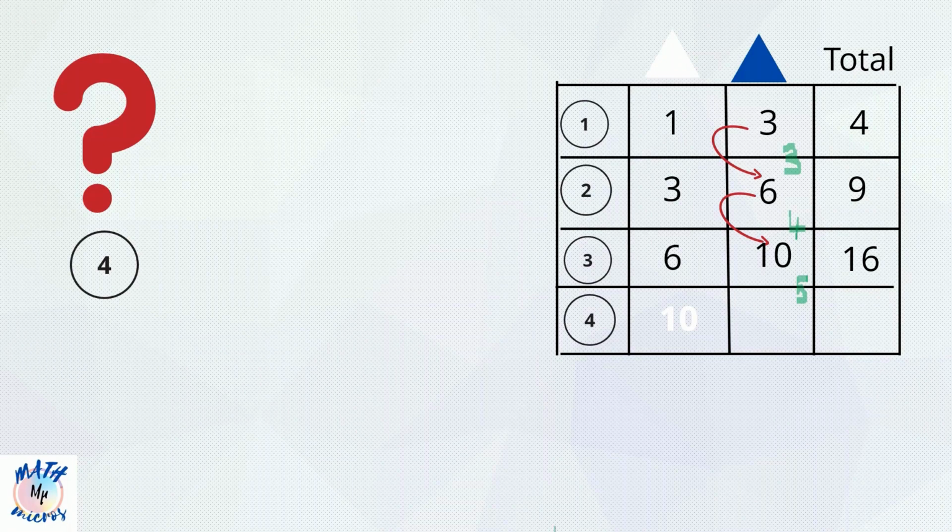So to find the blue triangles in pattern 4, we add 5 to 10 to get the blue triangles in the pattern number 4. So 10 plus 5 is 15. So 15 blue triangles are there in pattern number 4. So with this we can find the total triangles, which is 25. 10 and the 15 together, you get 25. Alright. So as of now we have found the total number of triangles, which should be 25.